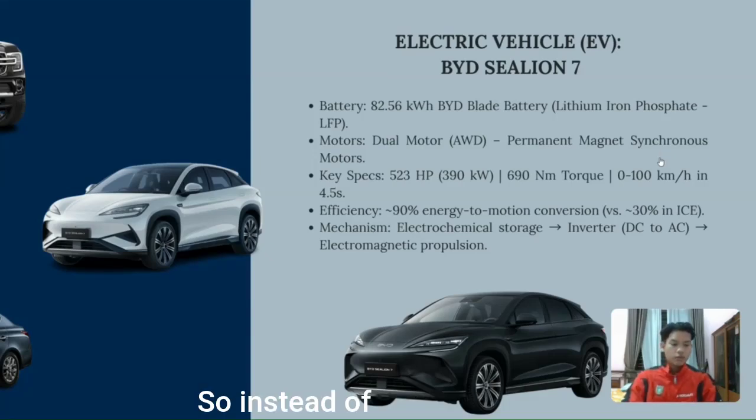So instead of burning fuel, this electric vehicle uses electricity from the battery. The power goes through an inverter, which changes DC to AC, and then the electric motor uses magnetic force to turn the wheels. So there is no combustion at all.